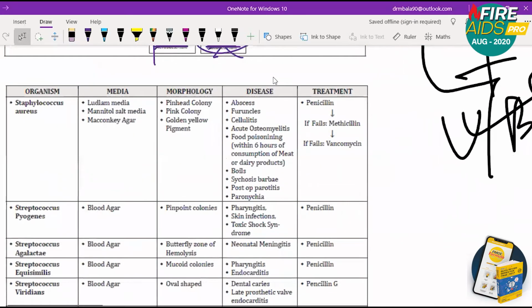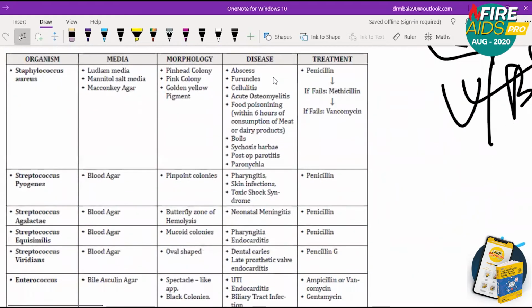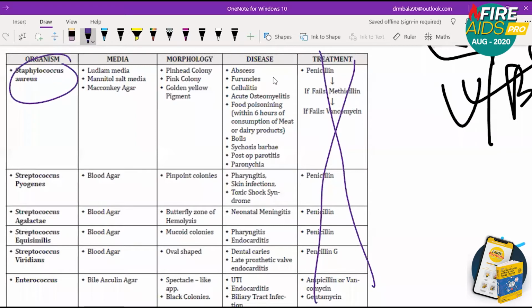Now directly jumping to the organisms. From here we'll be seeing only organisms and their drugs. I'm not going to talk about drug of choice because in pharmacology we talked about drug of choice. Let's not confuse it here. You will have to study drug of choice clearly. From pharma and micro you must combine and study. That's a must. Now the first organism we are going to talk about is Staphylococcus aureus.